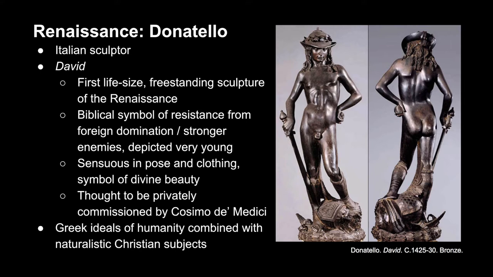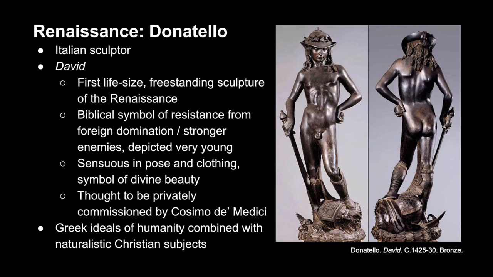This was the first life-size freestanding sculpture of the Renaissance, and it's a depiction of David, the biblical symbol of resistance from foreign domination and stronger enemies. Here he's depicted very young, whereas other artists depict him more as a young adult with defined musculature. He looks even younger and smaller in comparison to Goliath's head beneath his foot.